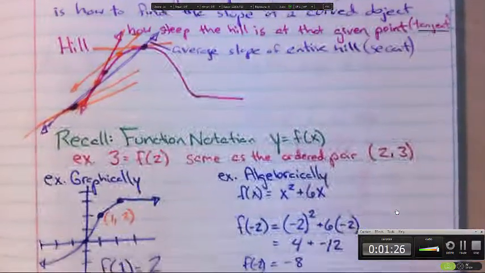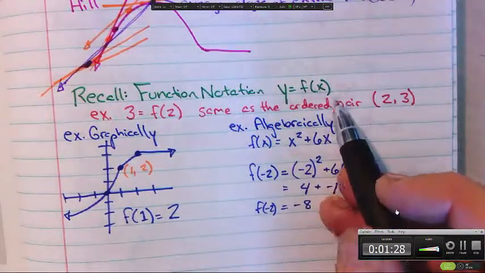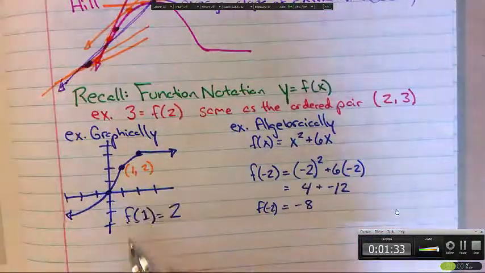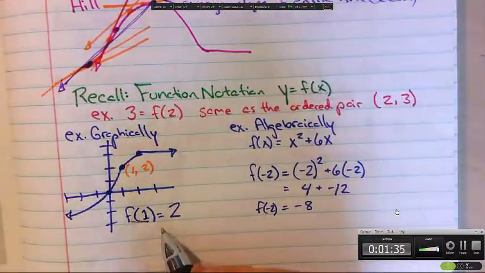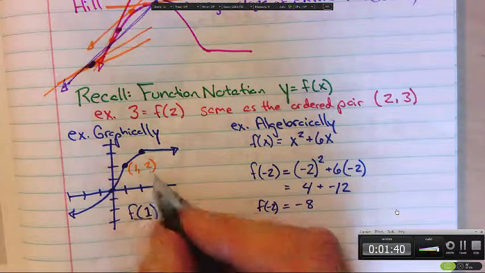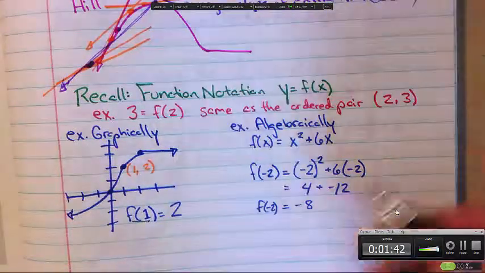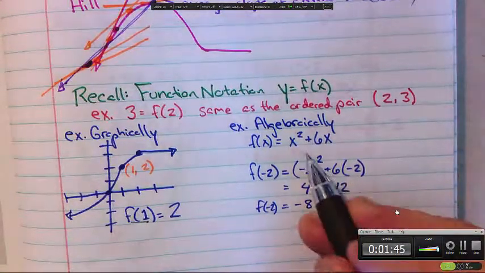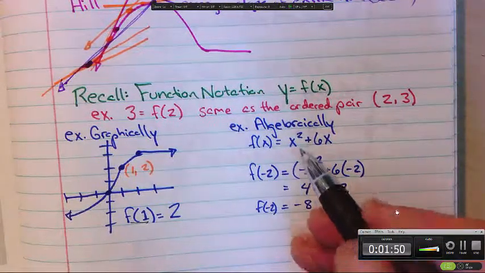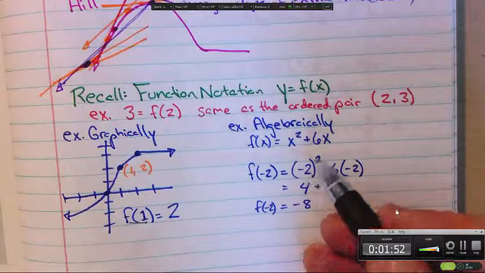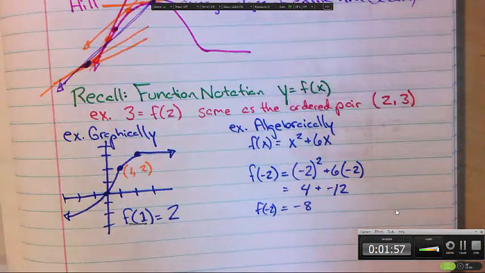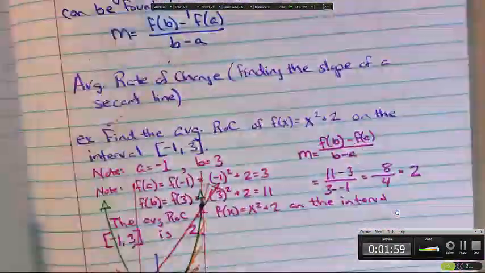Before we get to that, we want to go over some function notation. Y is equal to f of x. 3 equal to f of 2 is the same as the ordered pair (2, 3). Graphically, if I asked you what does f of 1 equal, that's x is 1, so you find 1 on the x-axis. The y value that corresponds, that's 2, so f of 1 is equal to 2. And then algebraically, if you're given a function, say x squared plus 6x, and I ask you to find f of negative 2, you just plug negative 2 in for x in both spots. Negative 2 squared is 4, 6 times negative 2 is negative 12, 4 and negative 12 make negative 8. So that's how you would do function notation algebraically.